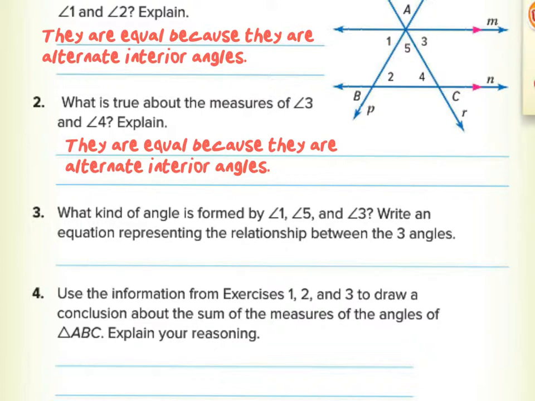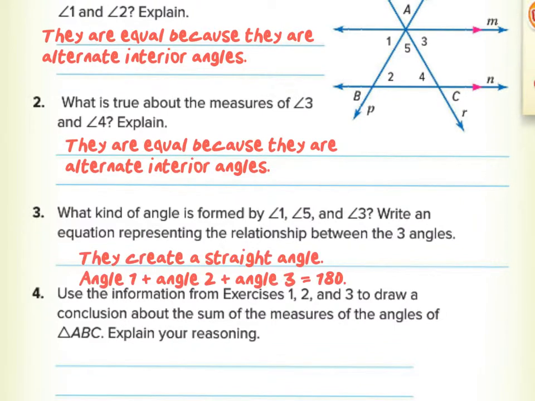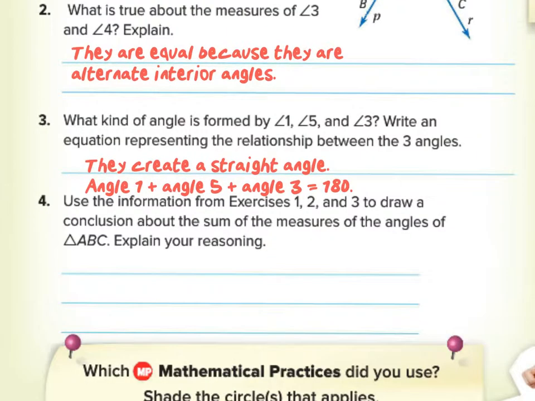So we already know what these angles are, and we can solve for 5 because we know that the sum of all 3 angles has to equal 180, as it creates a straight angle. They create a straight angle. Angle 1 plus angle 2 plus angle 3. Oh, I'm sorry, I numbered those wrong. It's supposed to be angle 1 plus angle 5 plus angle 3, not 2. Angle 1 plus angle 5 plus angle 3 equals 180.